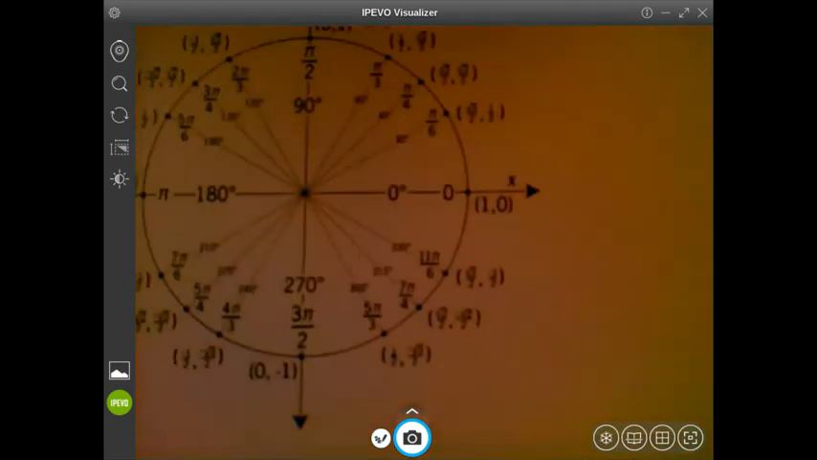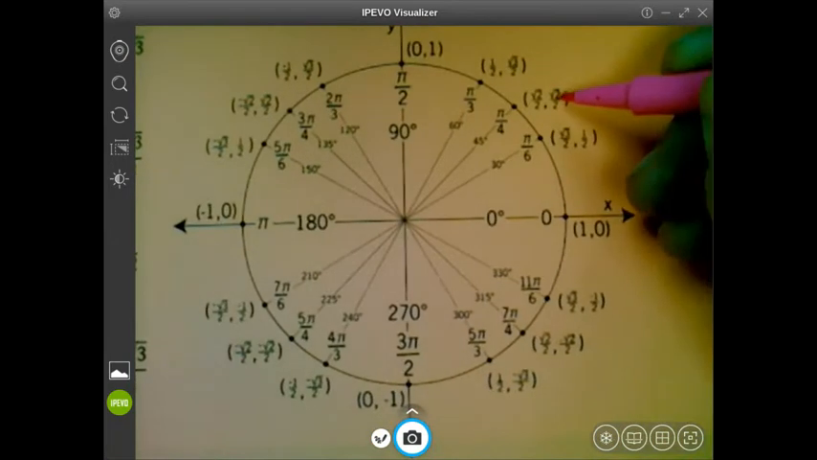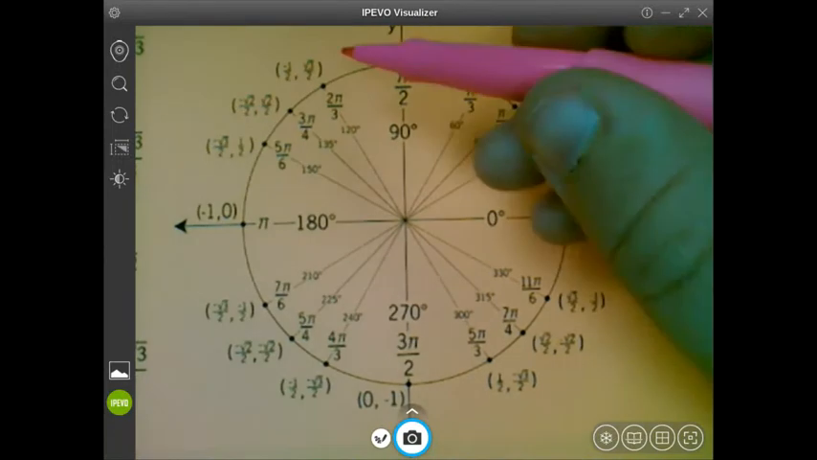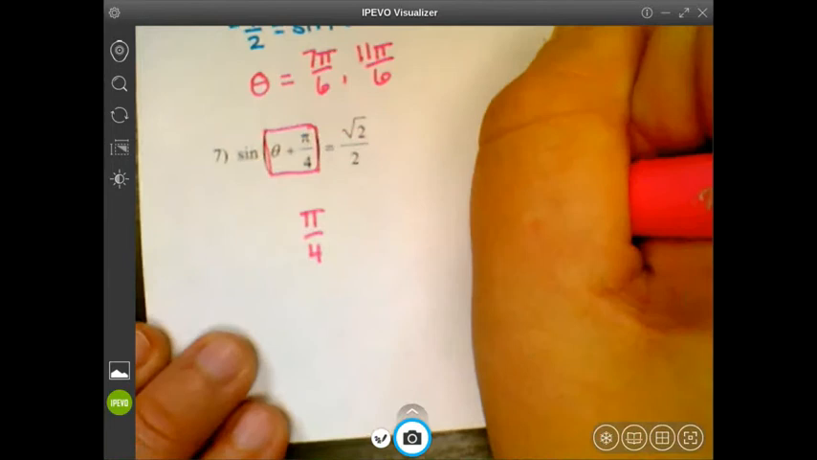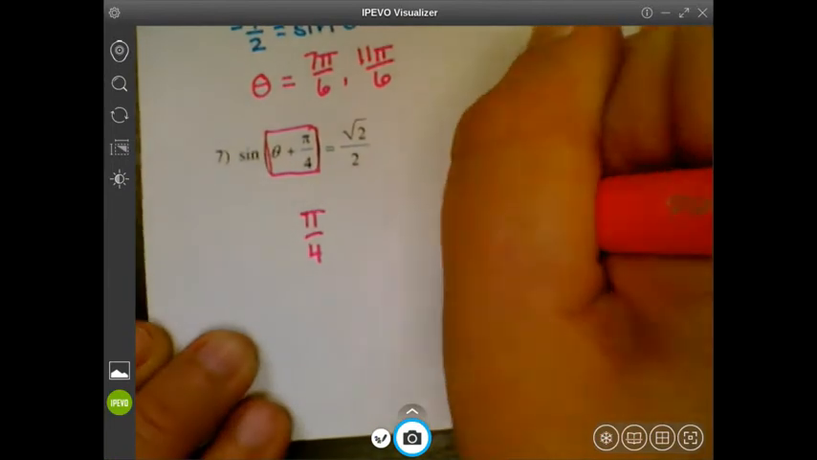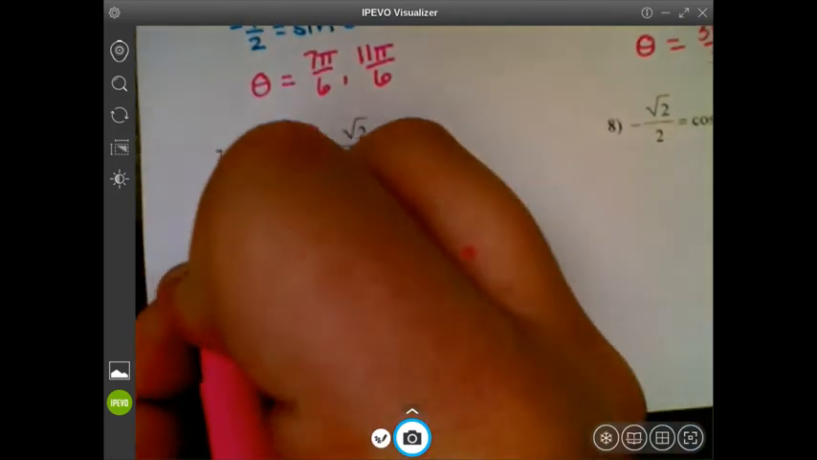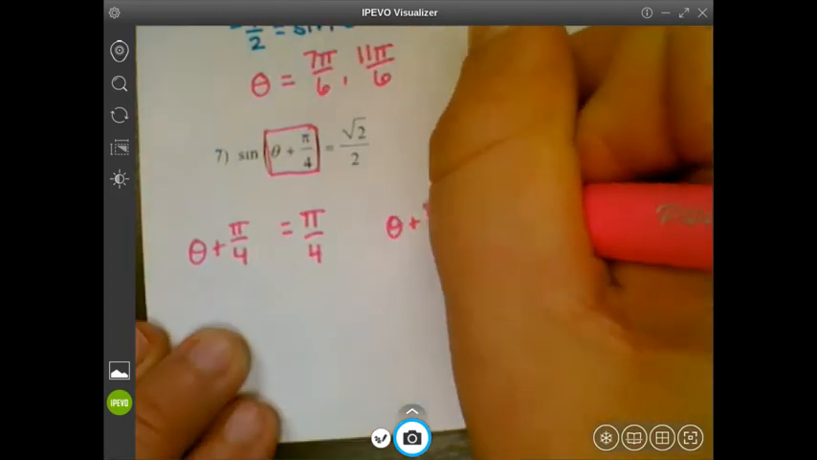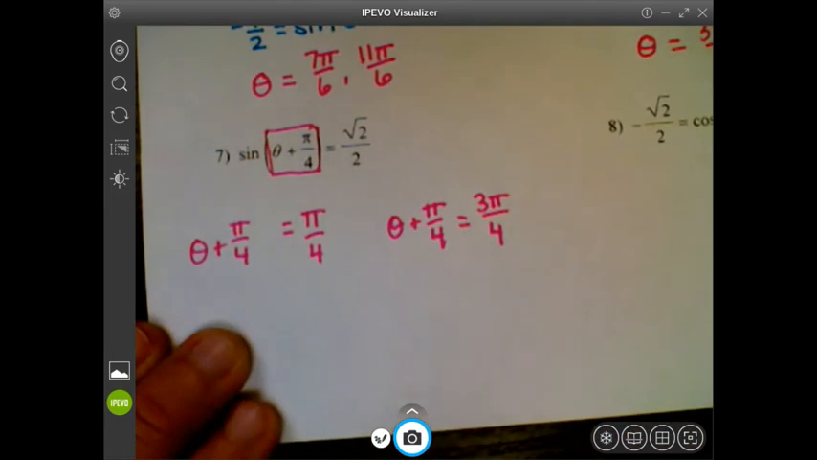So let's go to our unit circle. The sine value is the y-coordinate. So the first place the sine is the square root of 2 over 2 is at pi over 4. And then the other place is over here at 3 pi over 4. So your options are pi over 4 and 3 pi over 4. Now that's not what theta equals. It's what the theta plus pi over 4 equals. So both of these are theta plus pi over 4. And the two options for what they could be is pi over 4 and 3 pi over 4.